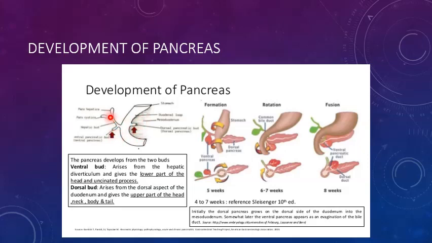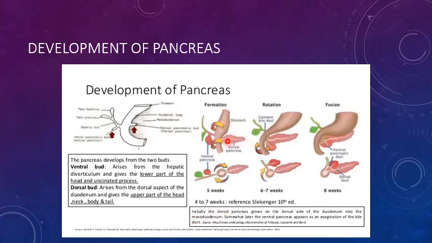Then ventrally there is a hepatopancreatic bud. So this lower portion, this is the ventral pancreatic bud, and this gives rise to the lower part of the body as well as the uncinate process. So the ventral part grows as a diverticulum from the commencement of primitive bile duct, which arises from the junction of foregut and midgut. So the ventral bud is going to give rise to the lower part of head and uncinate process. So this is the development of the pancreas. The development in detail will be discussed in the embryology class anyway.